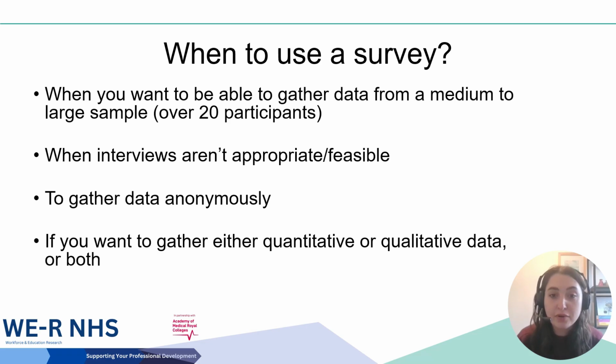Here's another example where a survey has been used to gather information from the general population. This was a study which was conducted to identify barriers to lifestyle change for the prevention of cardiovascular disease. And this included both quantitative and qualitative questions.